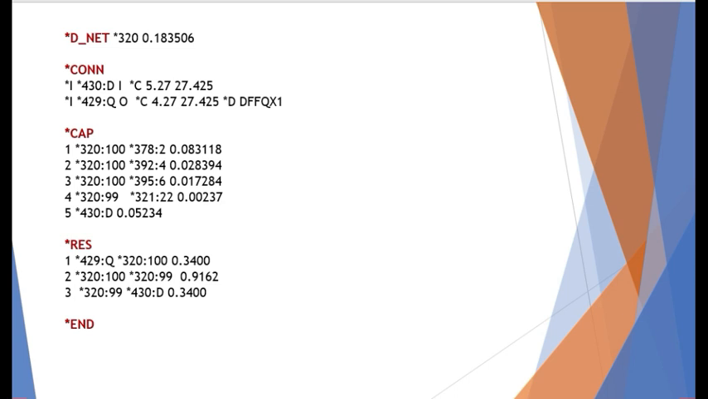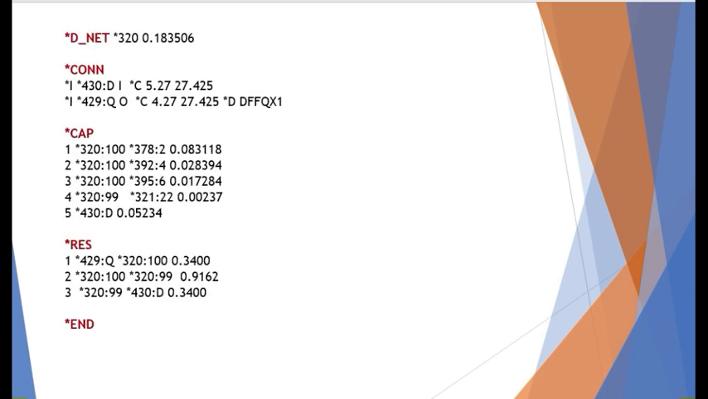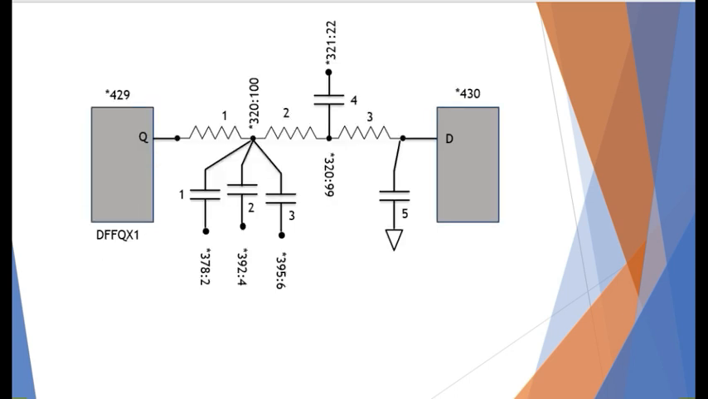Then again the next line says star I, it is an instance pin. Q is a pin of the 429 instance. O denotes that it is an output pin on that net. It means it is the driver of the net. This is the output pin of this net, right? So it is the driver of the net. Here star C is again the coordinate of that particular pin, and star D defines the driving cell of that particular pin. Here the driving cell is DFFQX1.